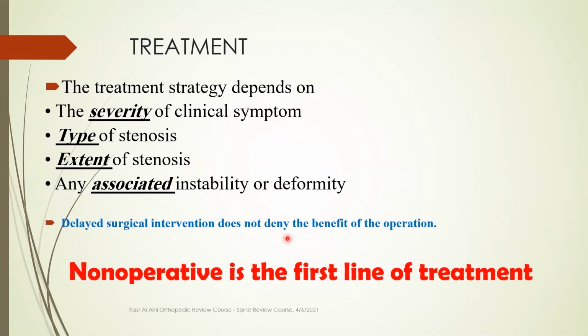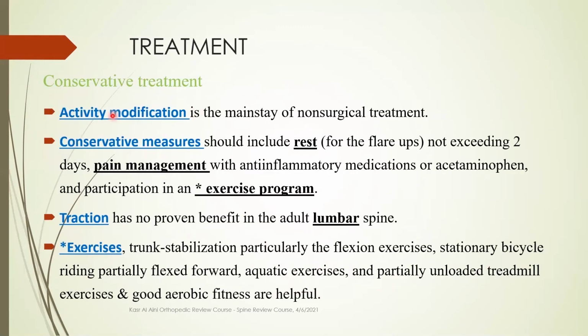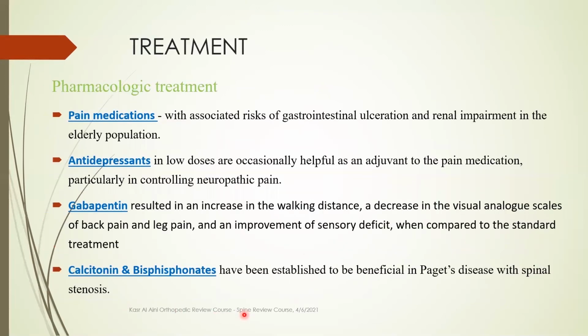Delayed surgical intervention does not deny the benefit of surgery. Non-operative treatment is the first line of treatment. Conservative treatment includes activity modification, the mainstay. Conservative measures include some rest during flare-up of symptoms, not exceeding 2 days, pain management, and an exercise program. Traction is not proven to be helpful in the lumbar spine. Exercise includes core stabilization, primary flexion exercise, stationary bicycle riding, aquatic exercises, partially loaded treadmill, aerobic fitness, and others.